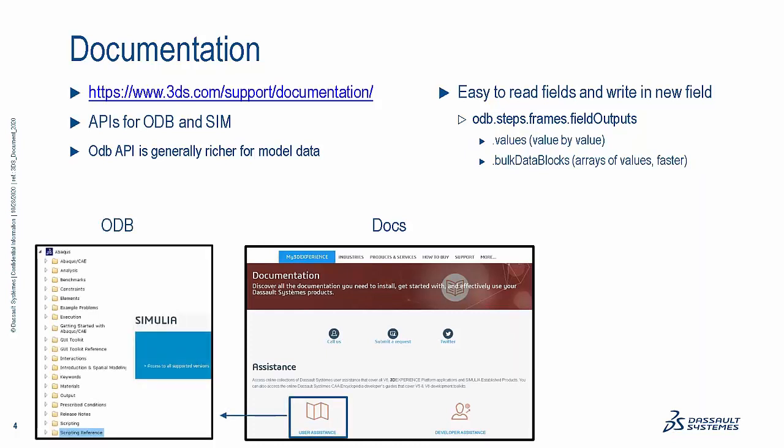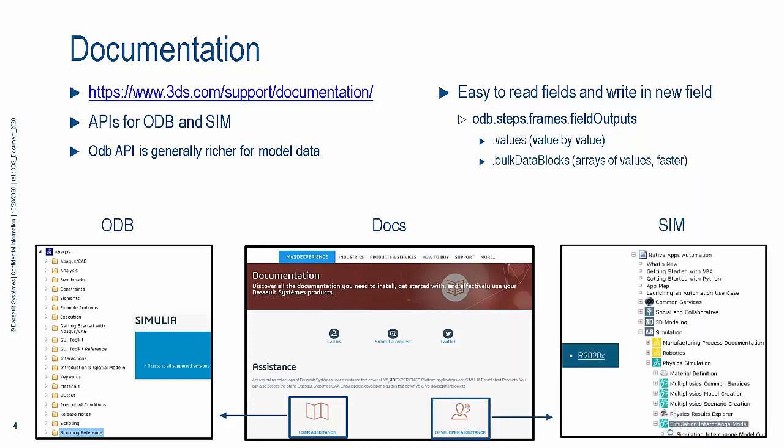If you click User Assistance, it'll take you over to a page where you can navigate to the ODB's API, and you can look at the scripting reference there to look at the API. And then if you hit Developer Assistance on the bottom right there, that'll take you over eventually to the SIM databases.